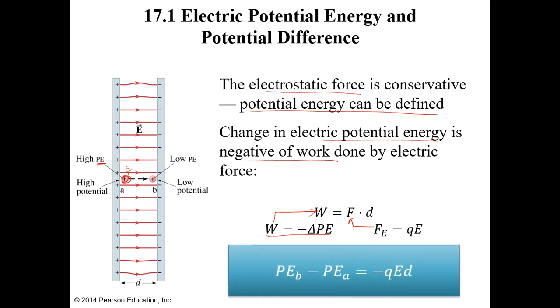So if we substitute those in, then we find that a change in potential energy from some final point B to some initial point A would equal negative QE, that's your electric force, times distance. Force times distance is work. And so here we've got a good definition for change in electric potential energy, negative QED.